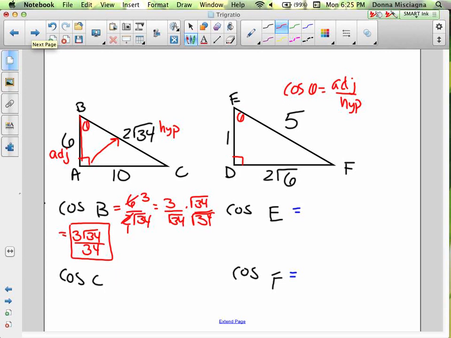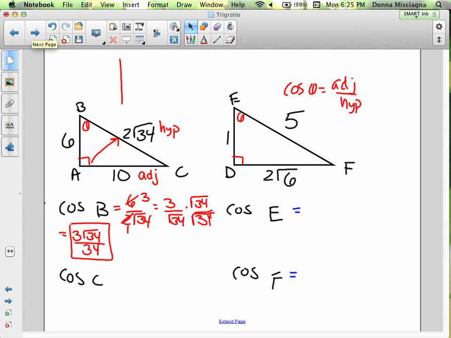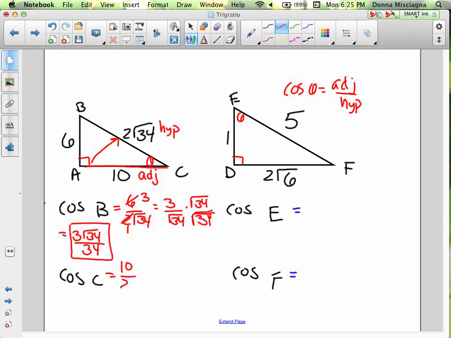All right, so now we want the cosine ratio for angle C. All right, so same hypotenuse, but now the adjacent is over here. Let's get rid of you because we're working with angle C. And the side adjacent to angle C is the side that makes up part of angle C. All right, so the cosine ratio for angle C is going to be 10 over 2 square roots of 34.